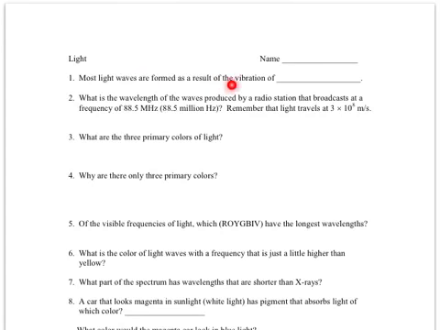Most light waves are formed as a result of the vibration of... there are different ways you can answer this. I think you could say electrons, you could say atoms, you could be more general and say charged particles. Any one of these answers would suffice as far as I'm concerned.